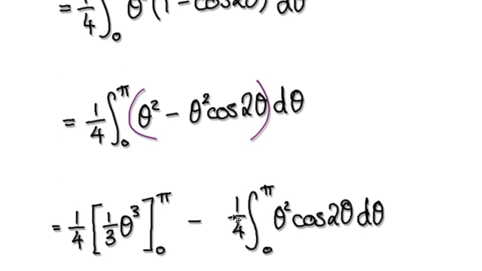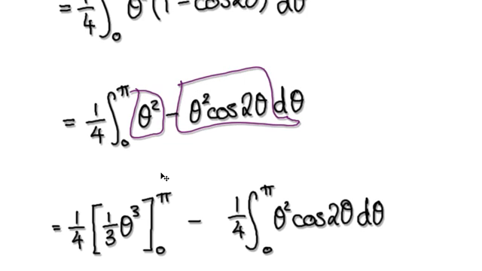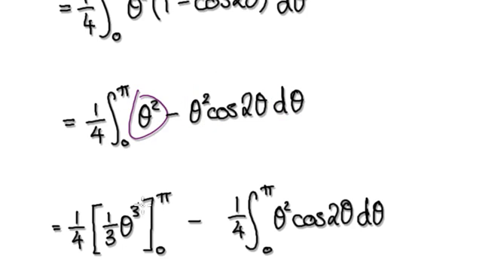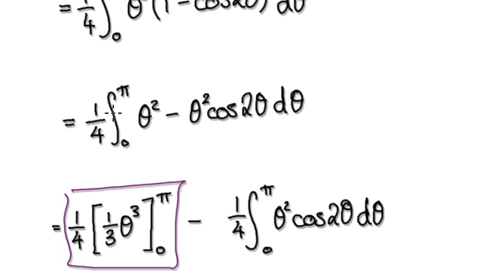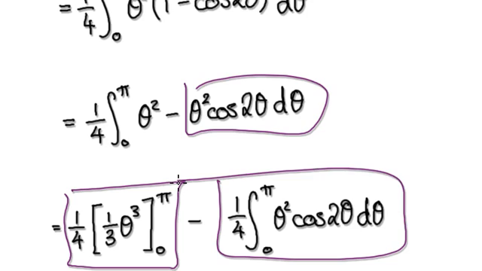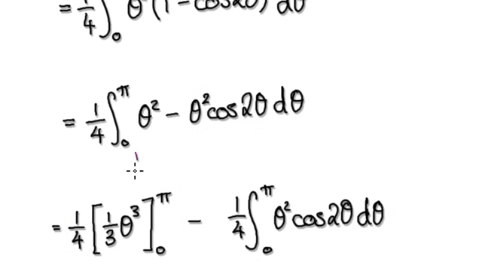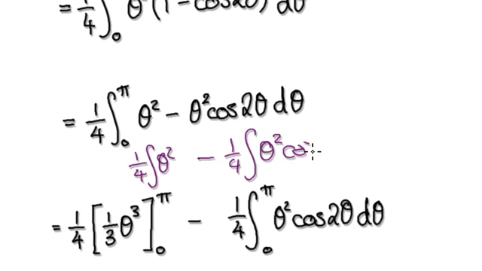Now it's just a matter of evaluating this. So let's evaluate this as being one integral and this here another integral. Integrate this, and it will give you a third theta to the power of 3. So that's one thing here. And then now integrate this, so that's this bit here. Really what we're doing is breaking this up like this: theta squared, and then minus a quarter, integrate this bit here, theta squared cos.